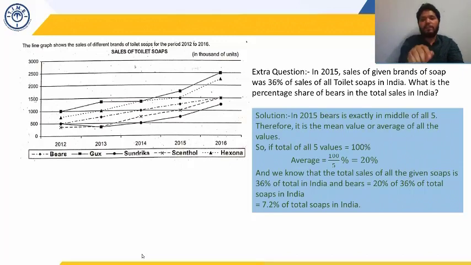And if the sum of all 5 is 100%, then the average is 100% divided by 5, because average is sum divided by number of observations. So 20% of all these 5 soaps is going to be the sales of beers. So 20% of 36% of total sales in India is the sales of beers in 2015. 10% of 36% is 3.6, so 20% is going to be 7.2% of total soap sales in India. I hope it is clear to everyone.